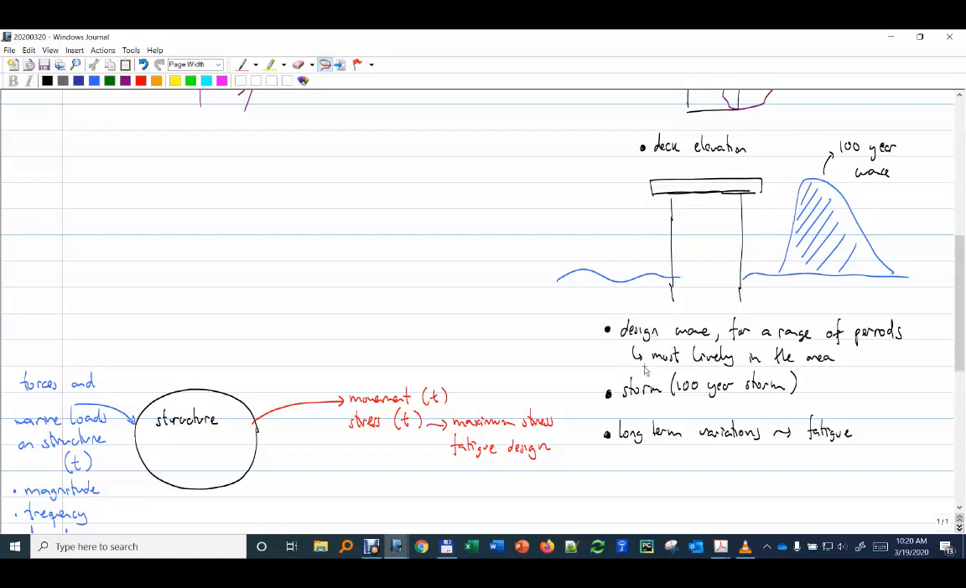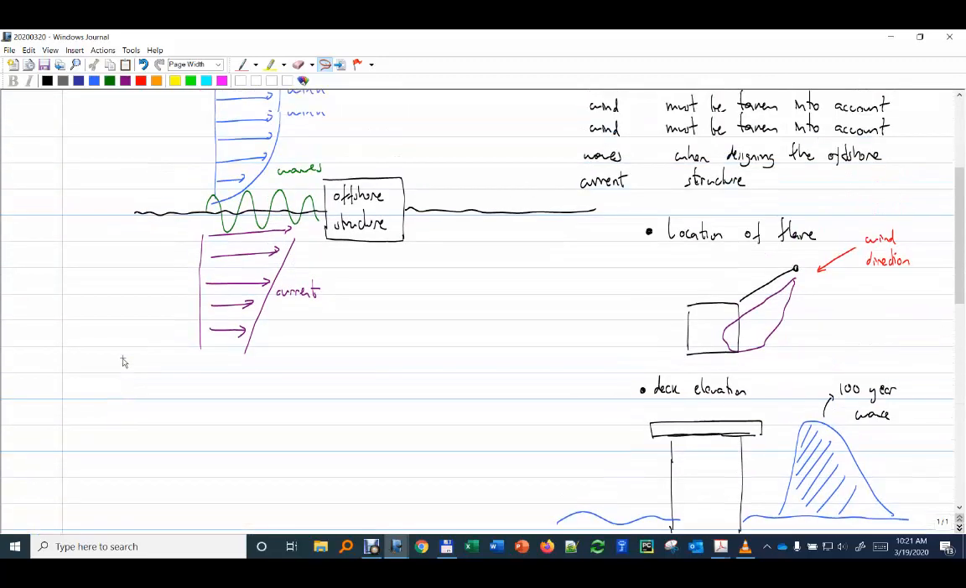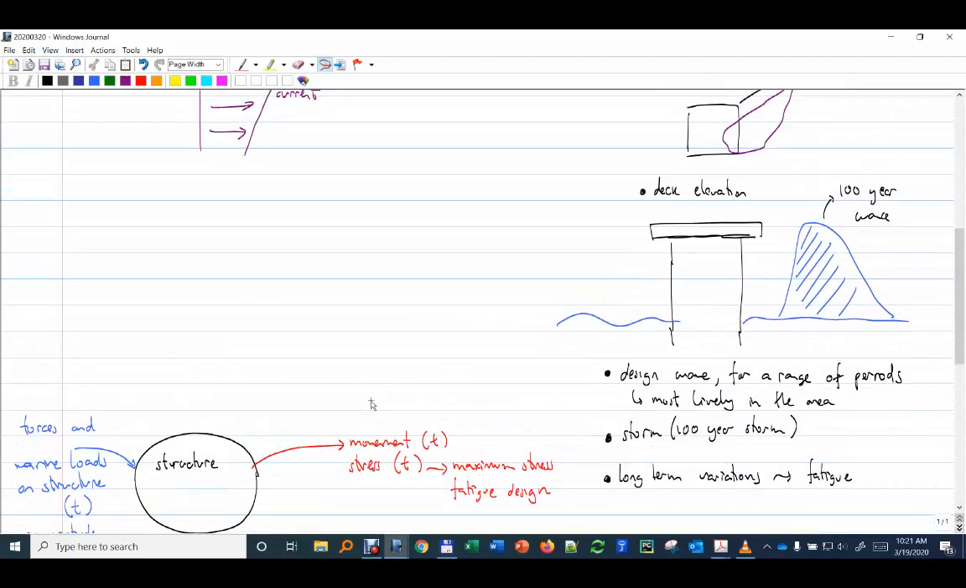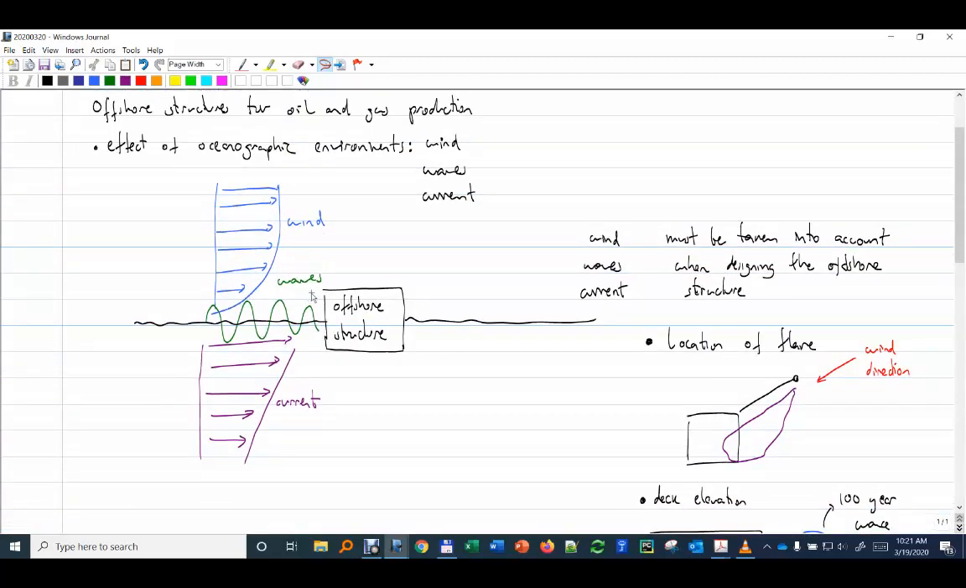And then we have these things that are essentially to design my structure in a way that it can withstand the marine loads, what we call the oceanographic loads. But one of the main challenges we have is that wind, waves, and current are typically varying with time. Depending on the season of the year, depending on the year, depending on the atmospheric conditions, they are going to be changing dramatically with time. So that's one of the challenges we have.